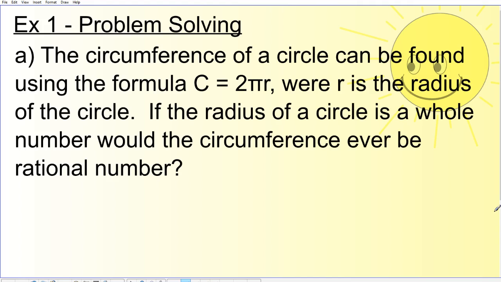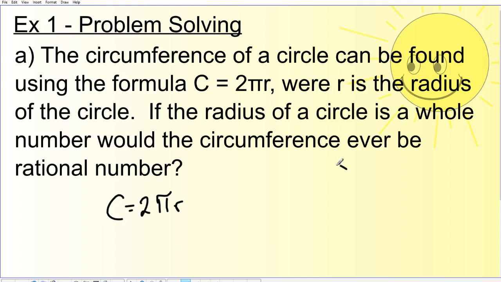Example 1, problem solving, says the circumference of a circle can be found using the formula C equals 2 pi r, where r is the radius of the circle. If the radius of a circle is a whole number, would the circumference ever be rational?